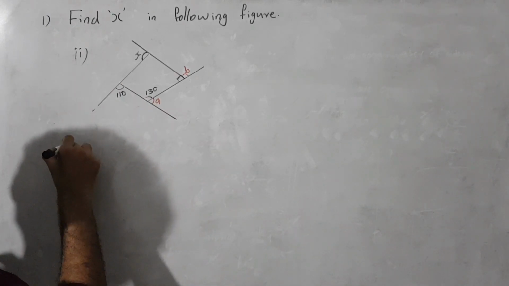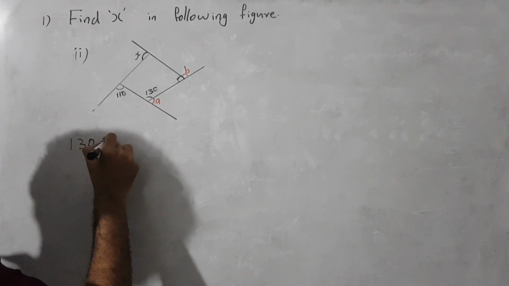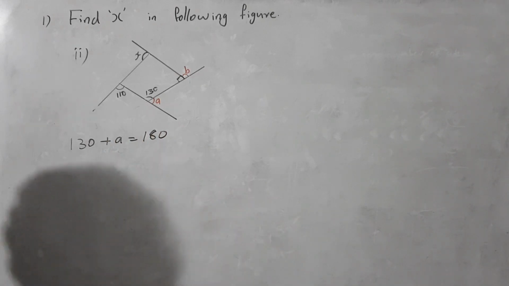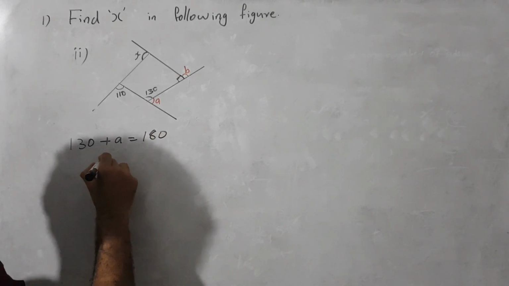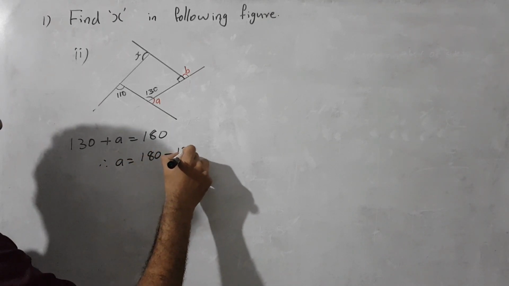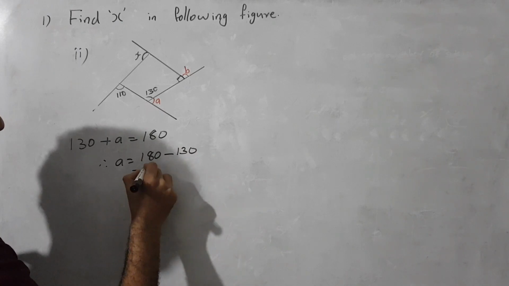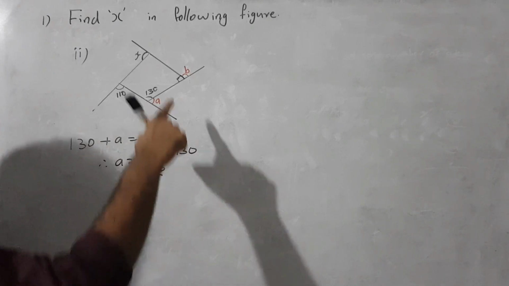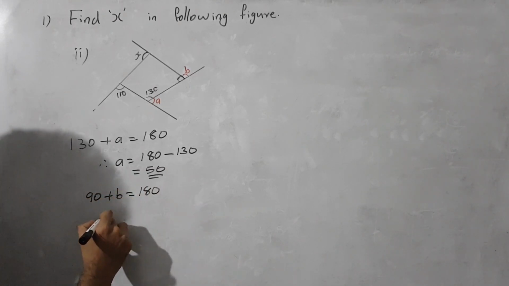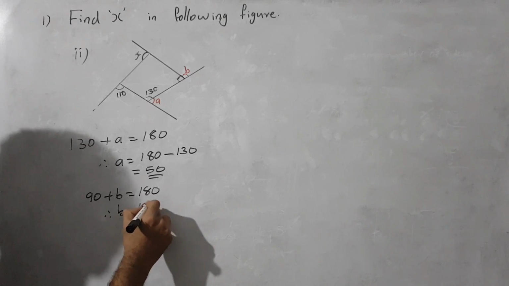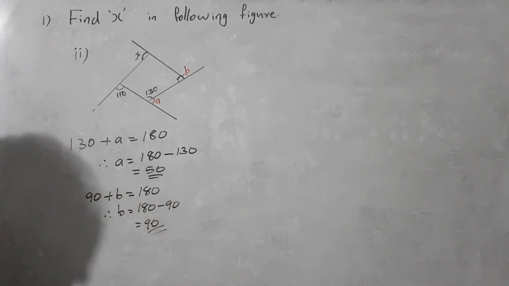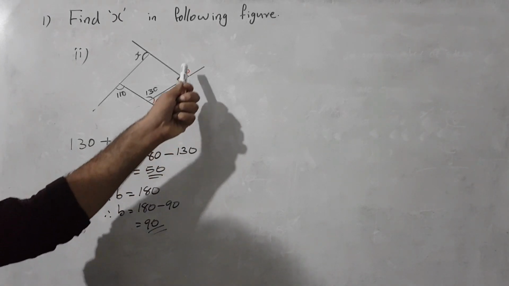Then we know the idea. 130 plus a is equal to 180. Correct? 130 plus a is equal to 180. Therefore, a is equal to 180 minus 130, which is 50. Also we know 90 plus b is equal to 180. Therefore b is equal to 180 minus 90, which is 90. Correct? Now we got the angle values of a and b.